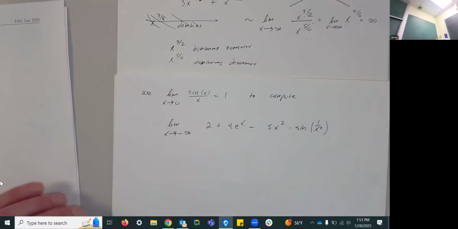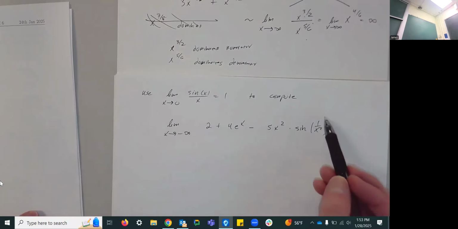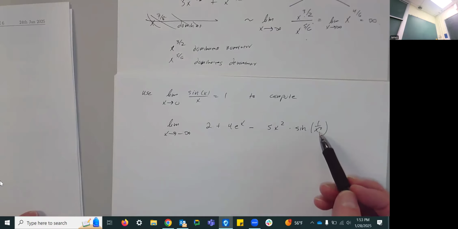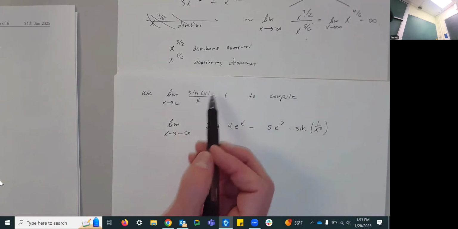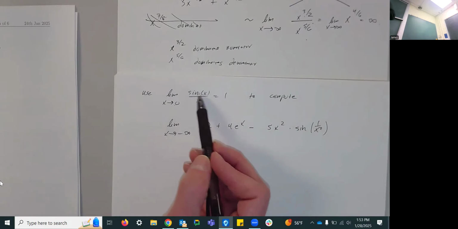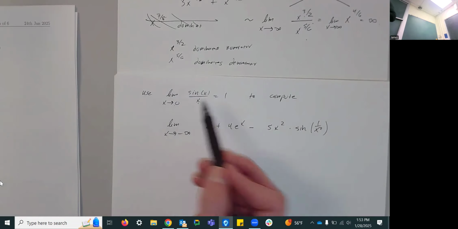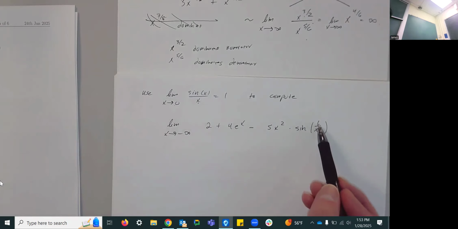Here's what I want you to see. As x goes to negative infinity, 1 over x squared is getting closer and closer to 0. So we have sine of something going to 0, which is what we need for this kind of limit to be applicable here, right? We need the limit as something approaches 0 of sine of that something over the same exact something. So what we really need here is sine of 1 over x squared divided by 1 over x squared. And we have it, it's just not written that way.